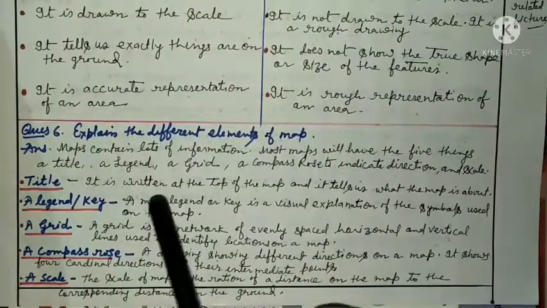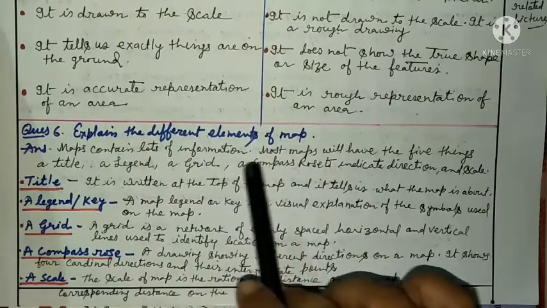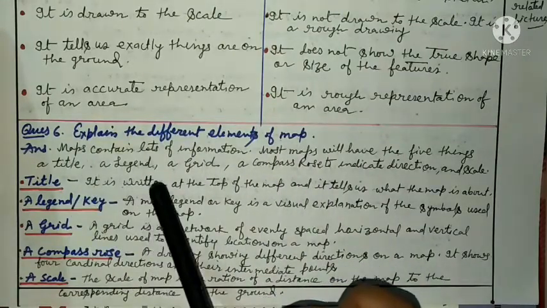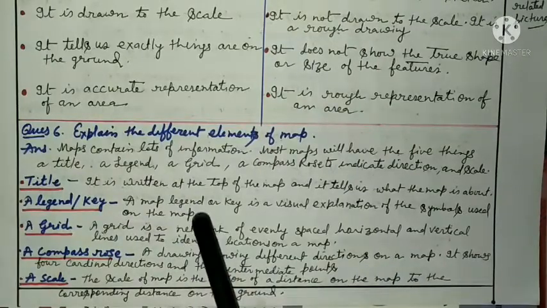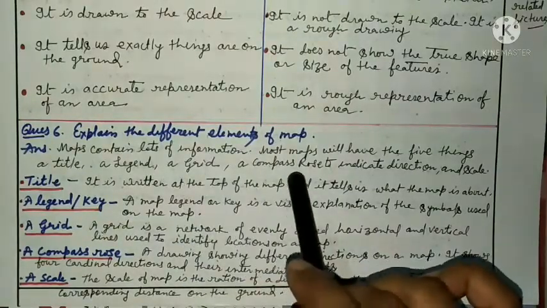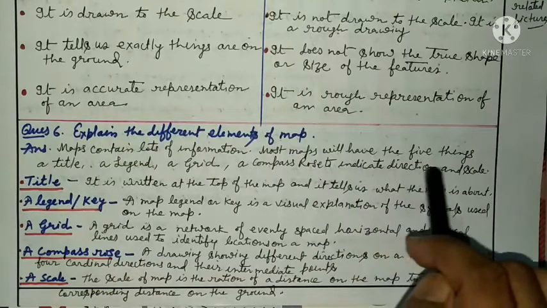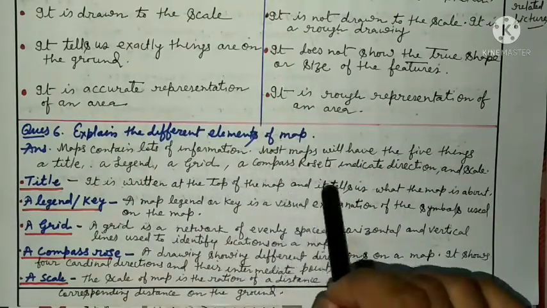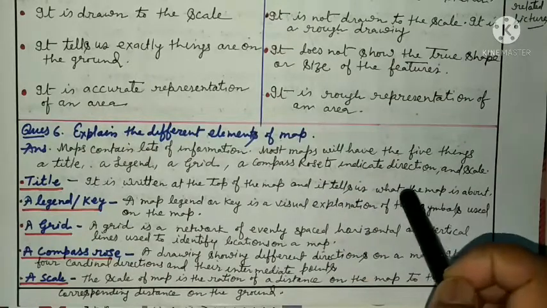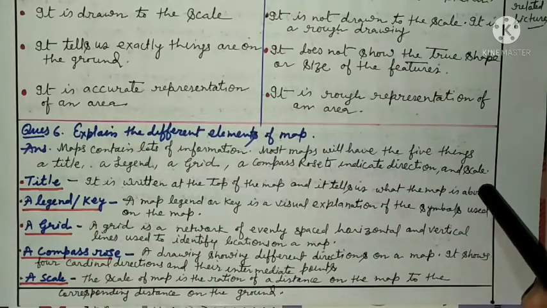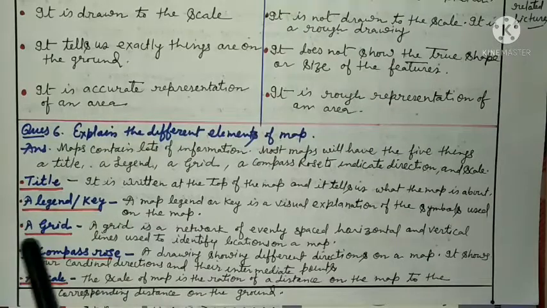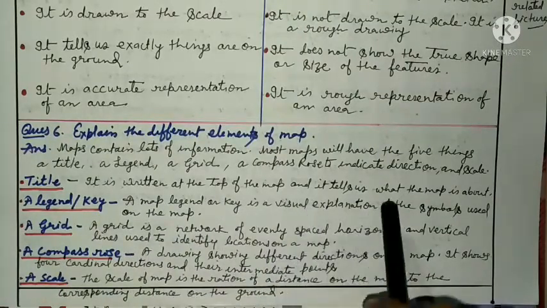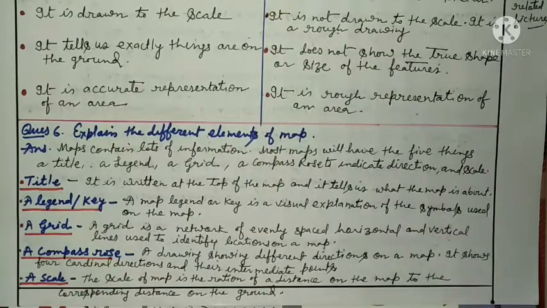Question 6. Explain the different elements of map. Most maps will have five things: a title, a legend, a grid, a compass rose to indicate direction, and the scale. Title: it is written at the top of the map and it tells us what the map is about.